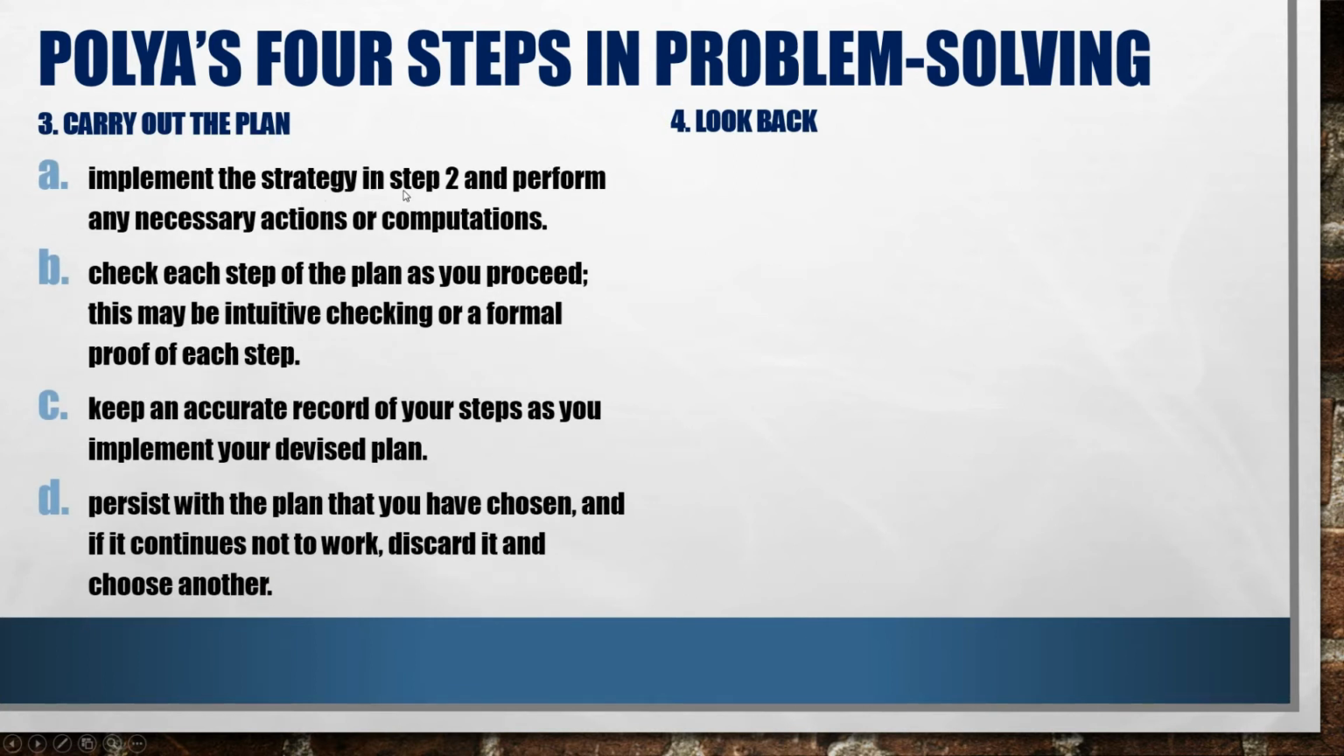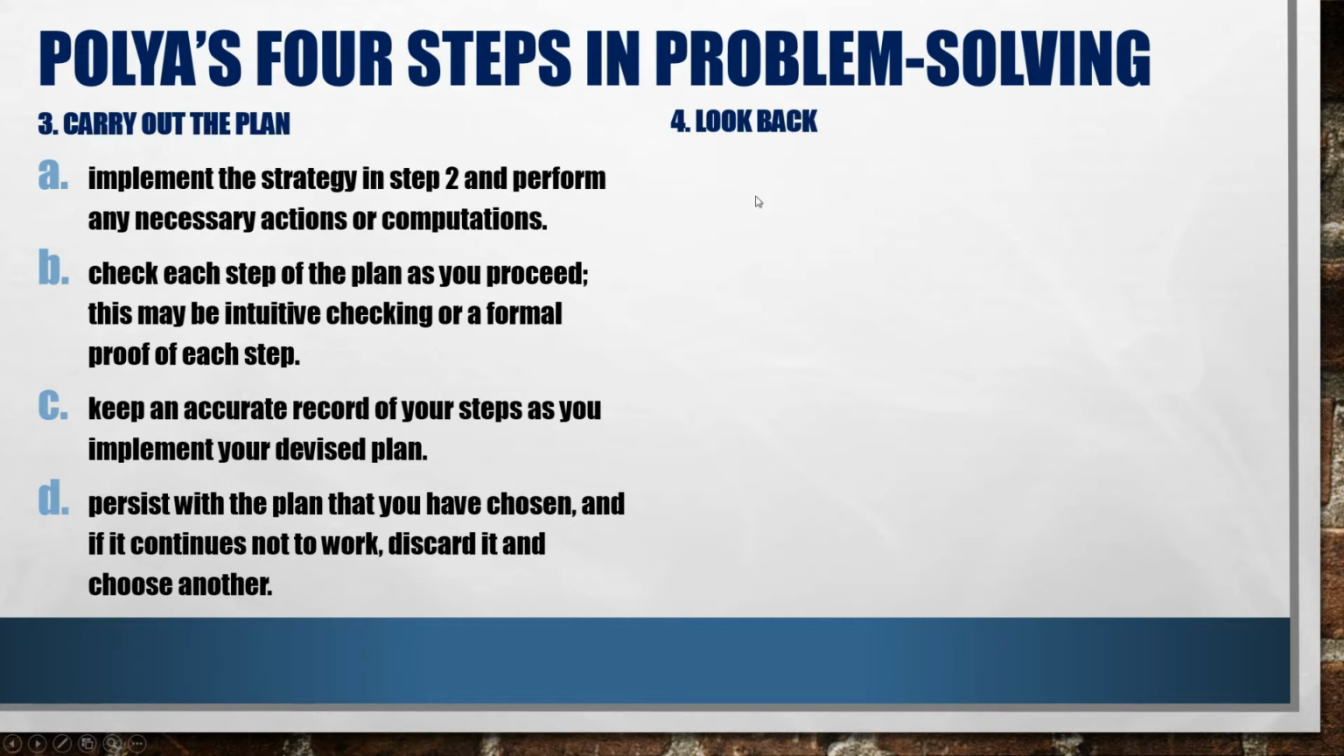Implement the strategy in step 2 and perform any necessary actions or computations. You have to check each step of the plan as you proceed. This may be intuitive checking or a formal proof of each step. Keep an accurate record of your steps as you implement your devised plan. And last, for carrying out the plan, persist with the plan that you have chosen. And if it continues not to work, you have to discard it and choose another one.